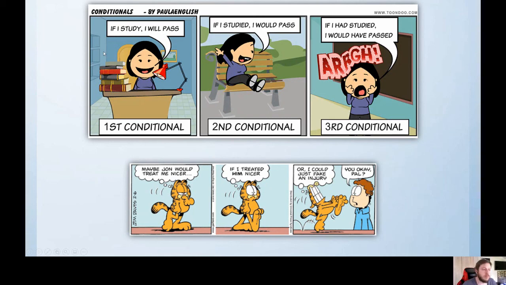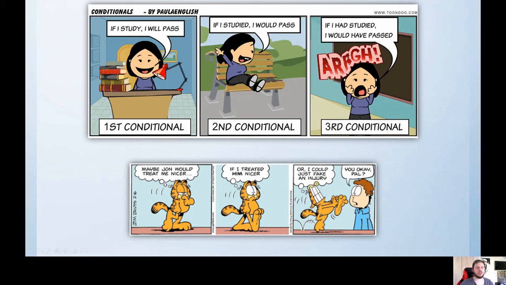On the first picture, she uses the first conditional. If I study, I will pass. We can see that she's studying. Okay, so she's saying something that probably is going to happen because she's studying. She's talking about a probable future, something that will probably happen in the future. Because she's studying, she knows she will pass.